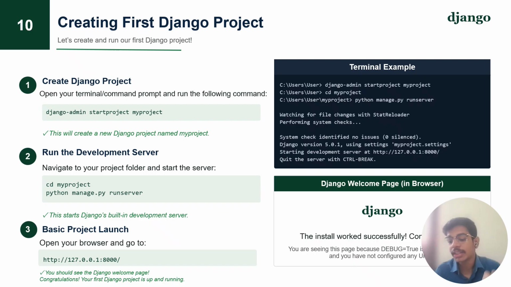which confirms that our project is running successfully. The terminal output is shown on the right. This marks the successful creation of our first Django application. Congratulations. With this, we have completed the first part of the presentation. So let's move to the next part.